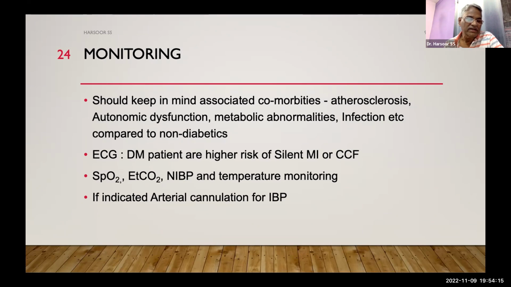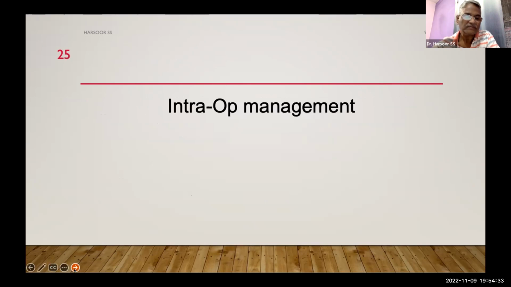Other routine monitors like SpO2, EtCO2, NIBP and temperature monitoring, as I said earlier, are essential because they will have an impact on the management of these patients and the blood glucose maintenance. And if it is indicated, arterial cannulation also will be beneficial.